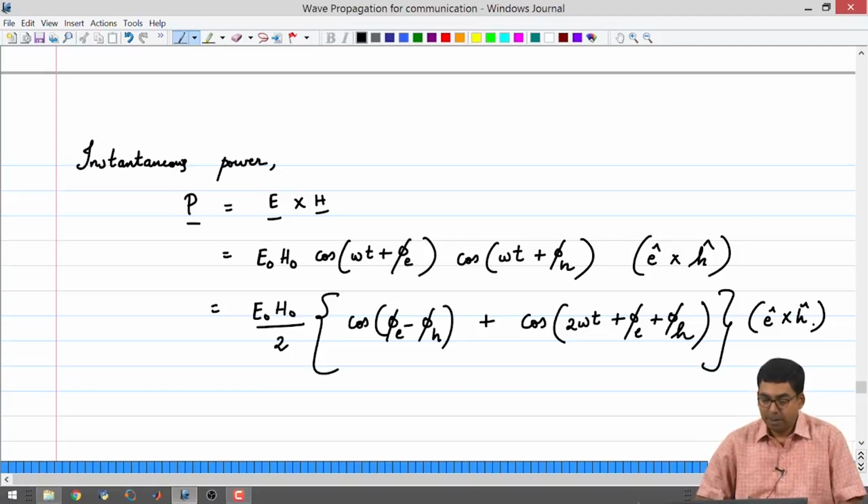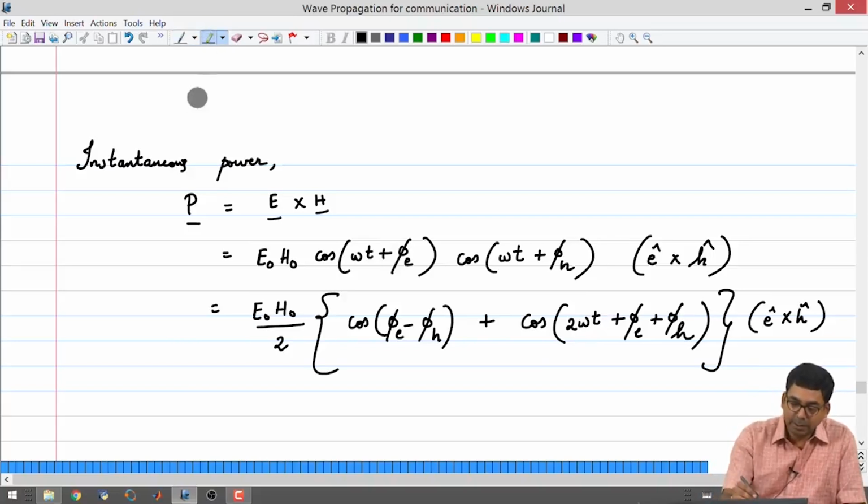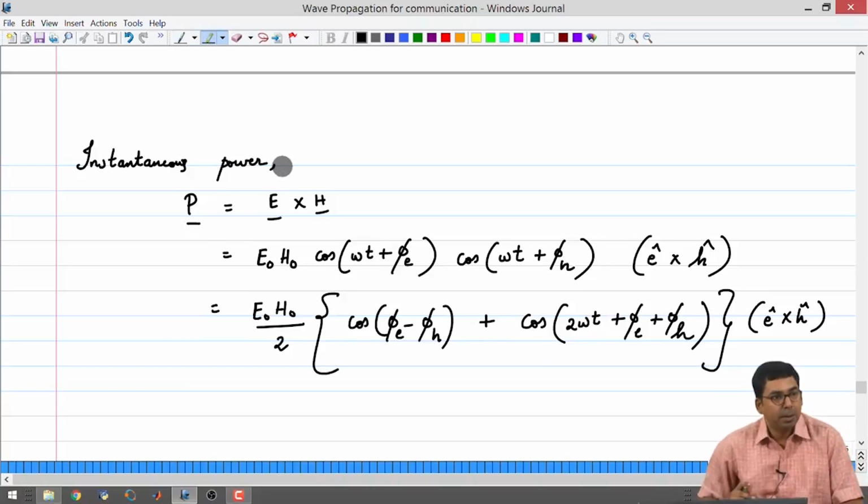So, all we have done is we have taken the electric and the magnetic field expressions and merely substituted them in the power expression that we had started with. And this quantity, if you look at it on the right hand side, depends on time. So, this quantity is known as instantaneous power or instantaneous power density. Now, the question that one can ask is, what is the relationship between the instantaneous power and the time?